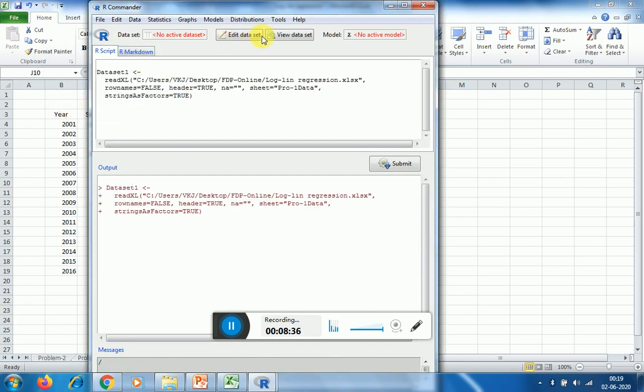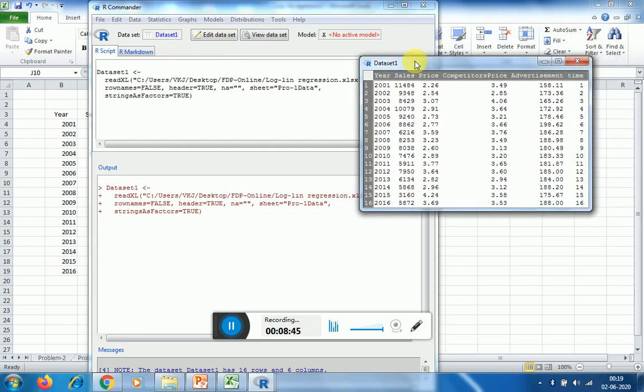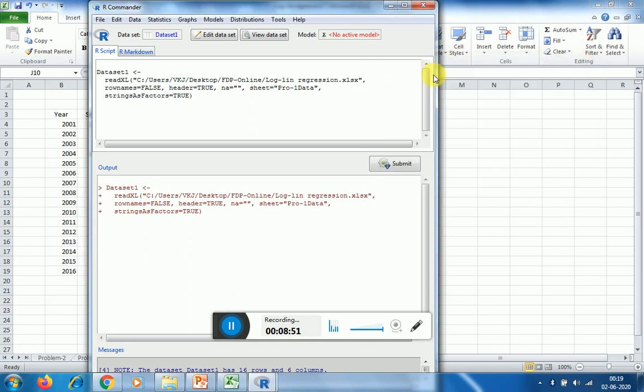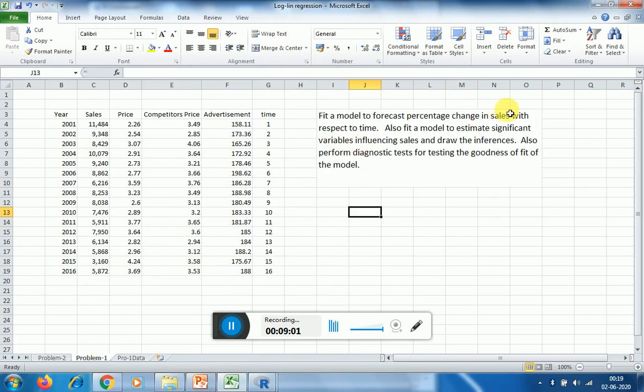Now here data set 1 is appearing. We can view the data. So here you can view the data. So all the variables are incorporated in the data set. Now we'll perform the first task. Now we need to first of all fit a model of percentage change in sales with respect to time.